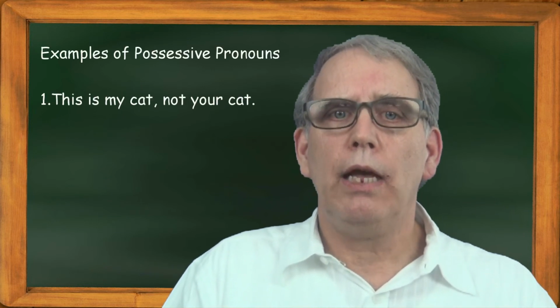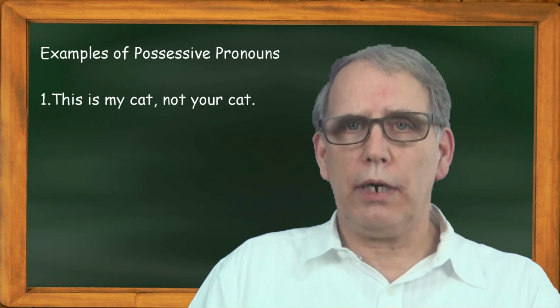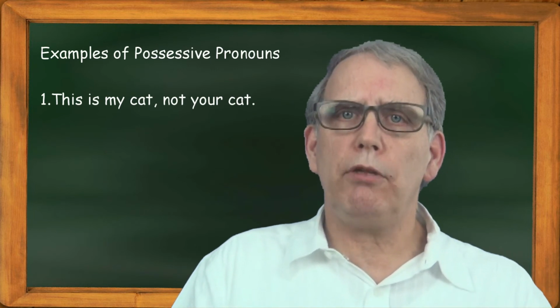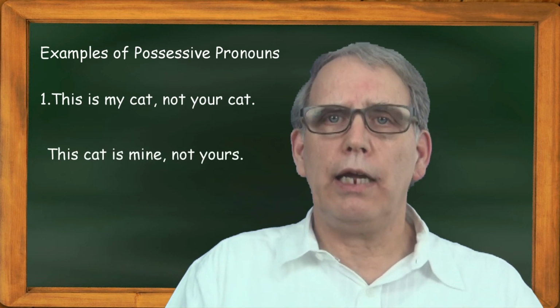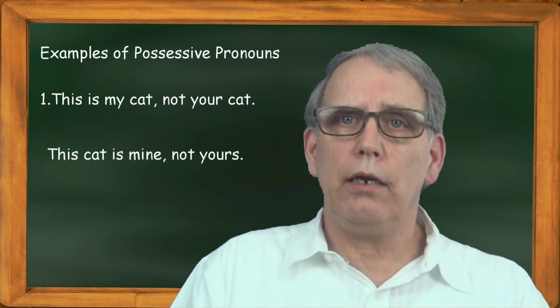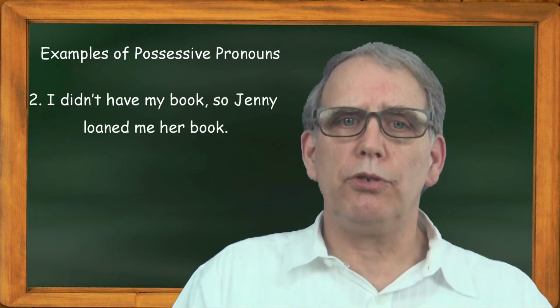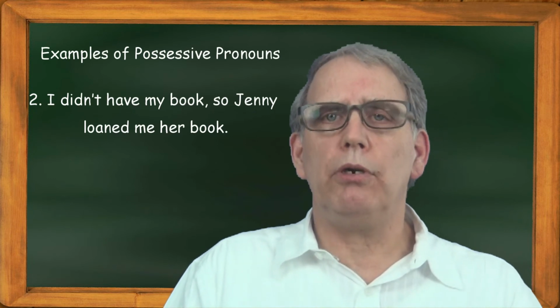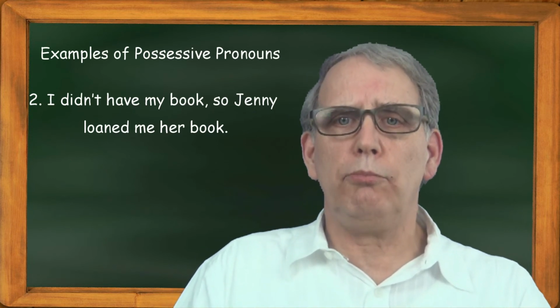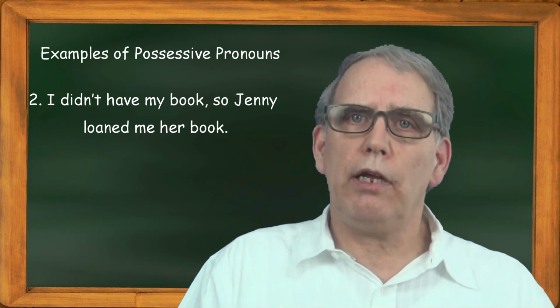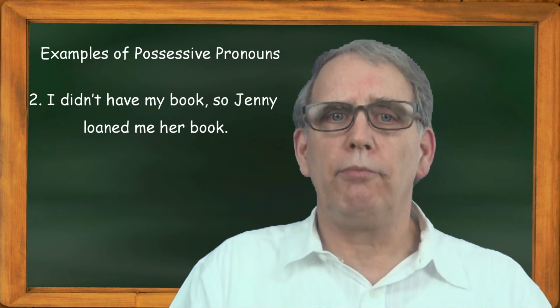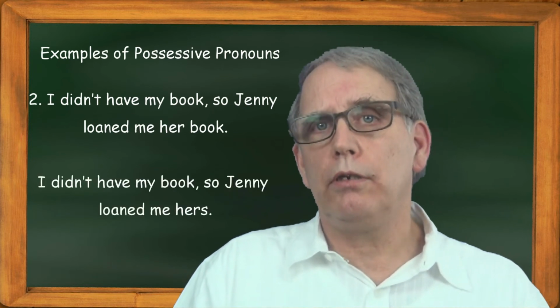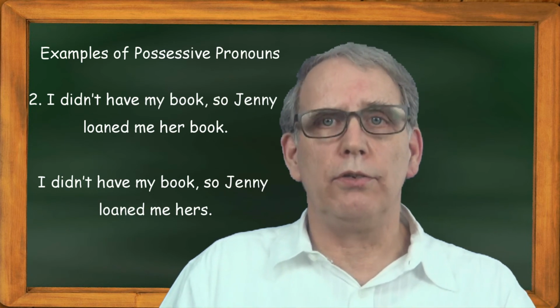Sentence number 1. This is my cat, not your cat. So we can simplify that sentence by saying this cat is mine, not yours. Example number 2. I didn't have my book, so Jenny loaned me her book. It's repetitive, so let's make it better. Let's simplify it. I didn't have my book, so Jenny loaned me hers.